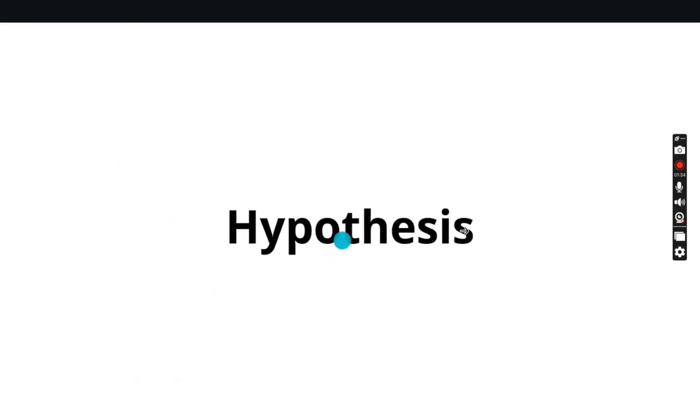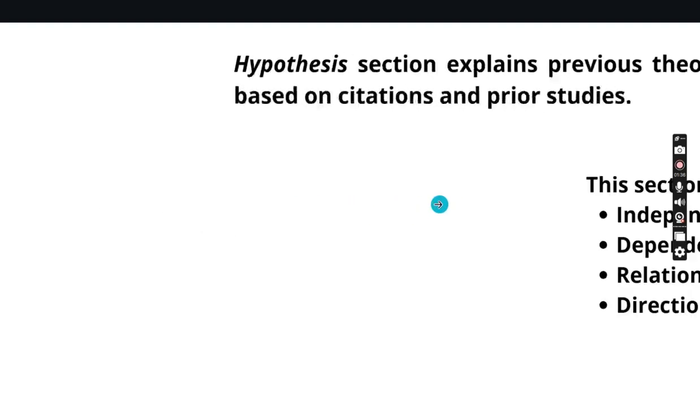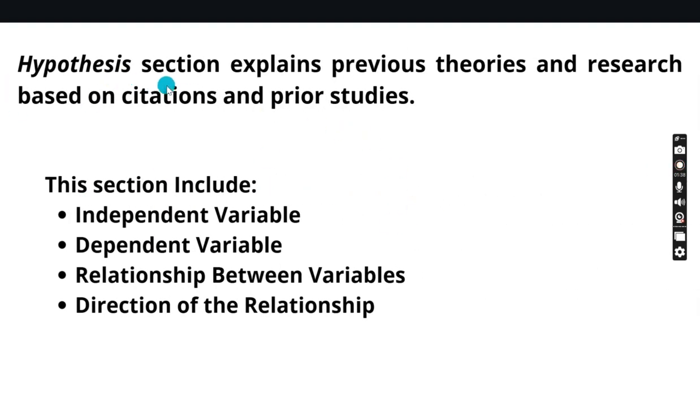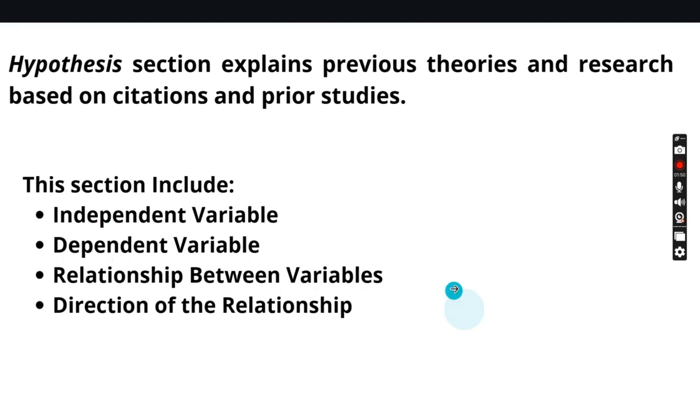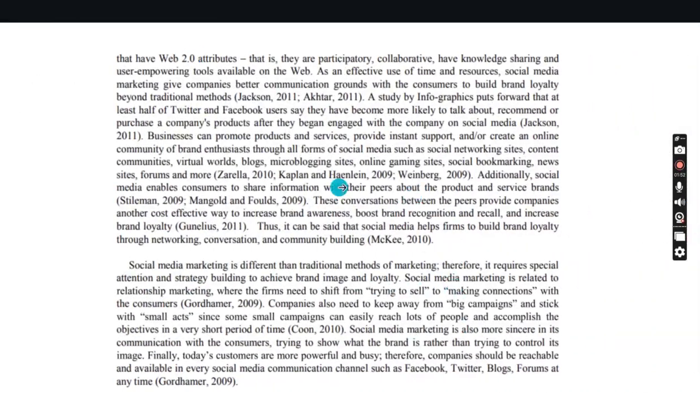Okay, so the next structure is hypothesis. What is hypothesis? Hypothesis is a section that explains previous theories and research based on citations and prior studies. It must include independent variable, dependent variable, relationship between variables, and direction of the relationship. So here's some examples of the hypothesis.